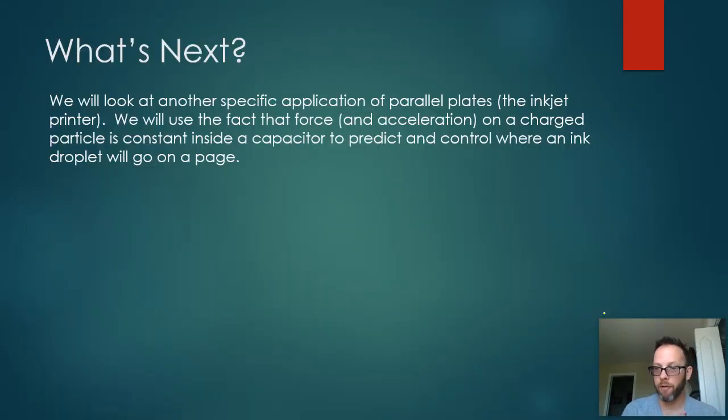All right, so what's next? We've talked about electric field strength. We've compared it to gravitational field strength, and we saw there were a ton of similarities. But we have that one extra case with electric fields where we have parallel plates, and it's constant everywhere between them. What we're going to do next is make use of a specific application of parallel plates. Inkjet printers use parallel plate capacitors to deflect and control where ink droplets go on a piece of paper. So we're going to learn how inkjet printers work and do some problems related to that. It should be fun. It won't be a crazy long lesson. It's more of just a specific application.